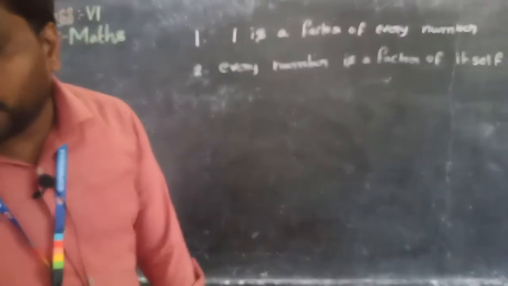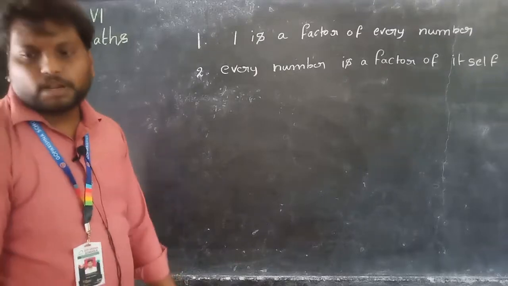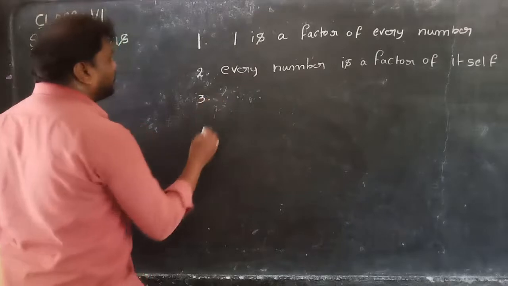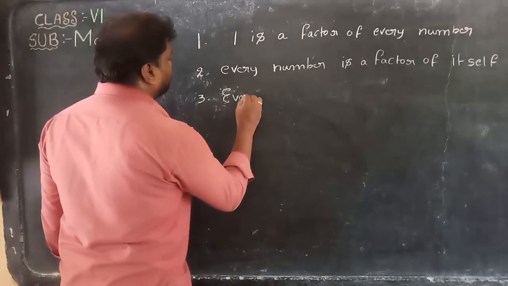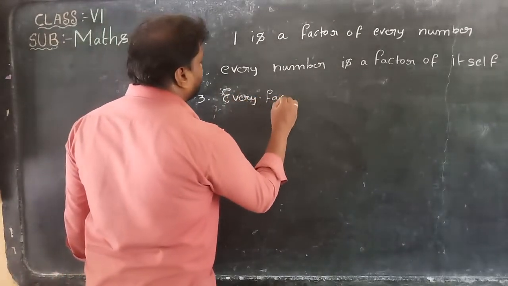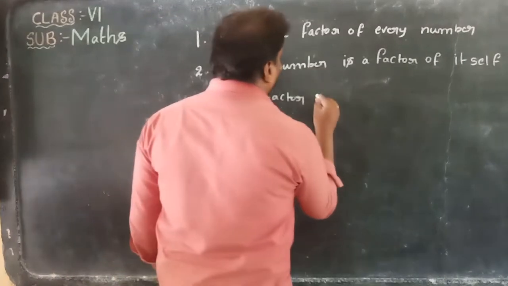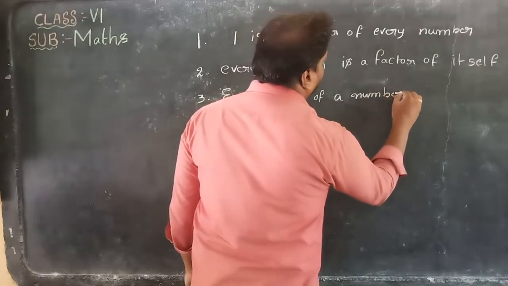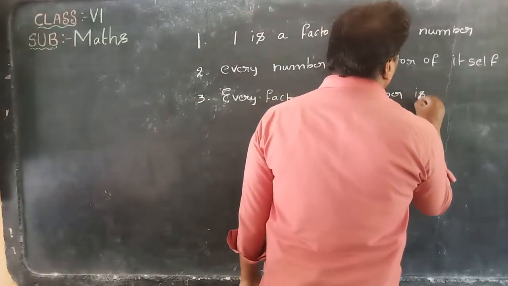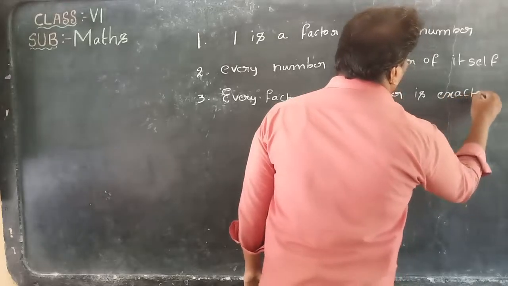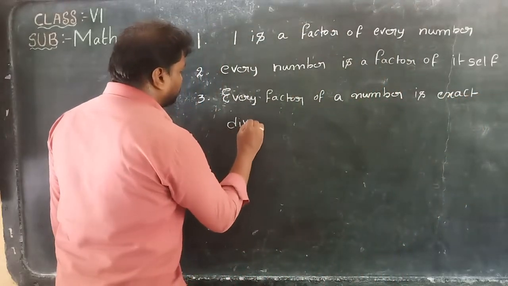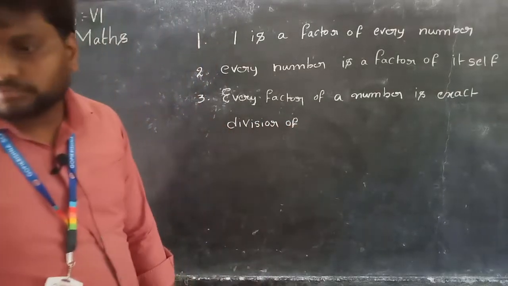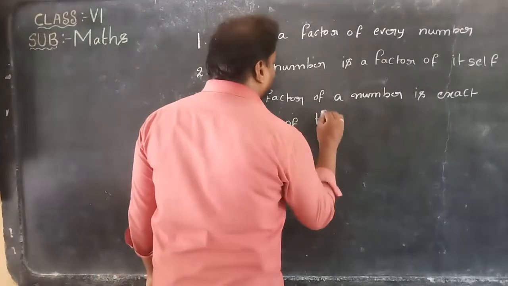Next, what is the third point? Every factor of a number is an exact divisor of that number.